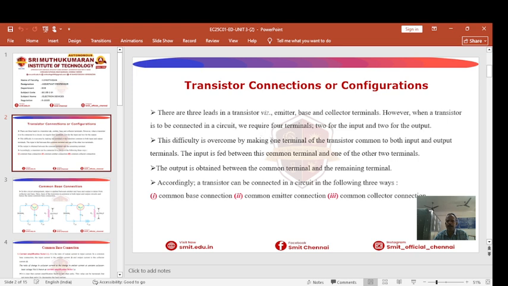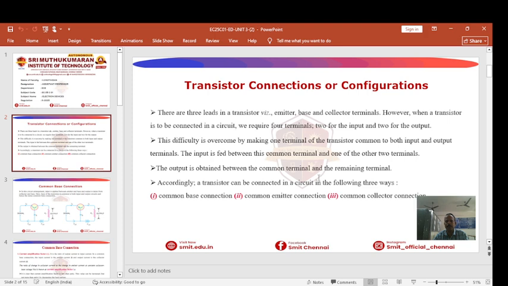There are three terminals: emitter, base and collector. Based on the common terminal, it can be a common base, a common collector or a common emitter. So based on the common terminal, we can classify the transistor as CE, CB or CC, based on the input and output.